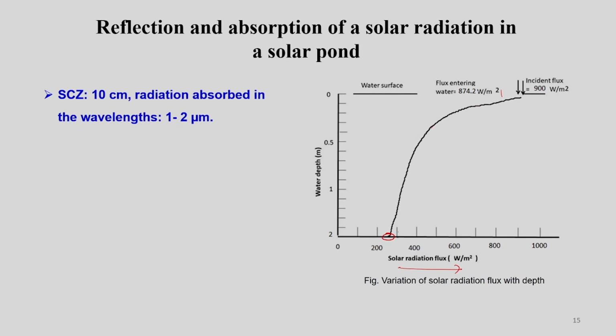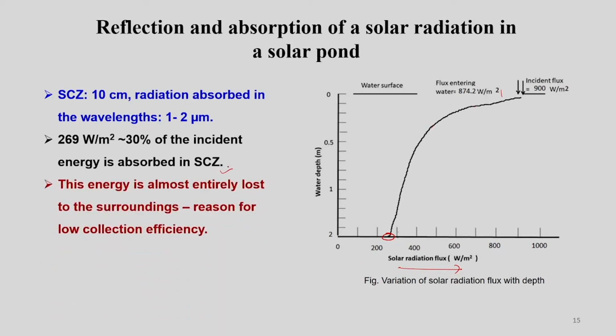Now, if we look at this case, the surface convective zone or upper convective zone is considered to be about 10 centimeter, and the radiation absorbed in the wavelength of about 1 to 2 micron is about 269 watt per meter square, that is 30% of the incident energy absorbed in the surface convective zone. Since we have considered 10 centimeter, that much energy we can deduct from the energy available. That energy is almost entirely lost to the surroundings, and this is the reason for low collection efficiency.